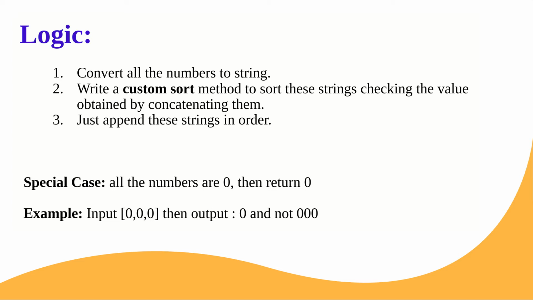One special case: when all the numbers are 0, the answer should be 0, so we need to return 0. For example, if the input is 0 0 0, then the output should be 0 and not 000. So this is incorrect, and this is correct.